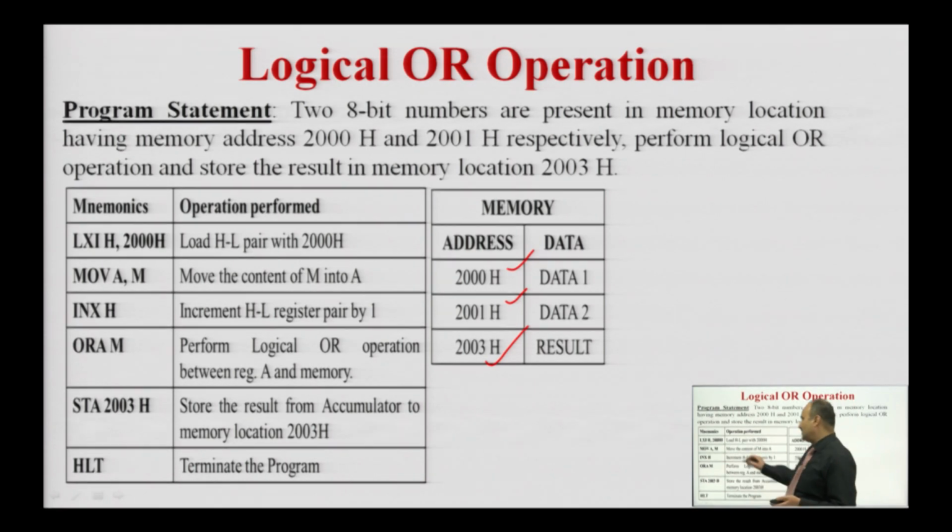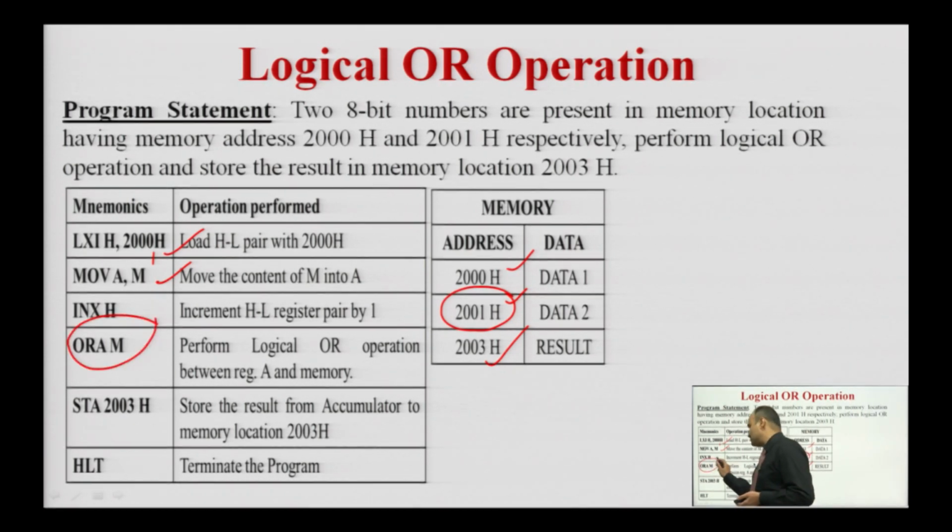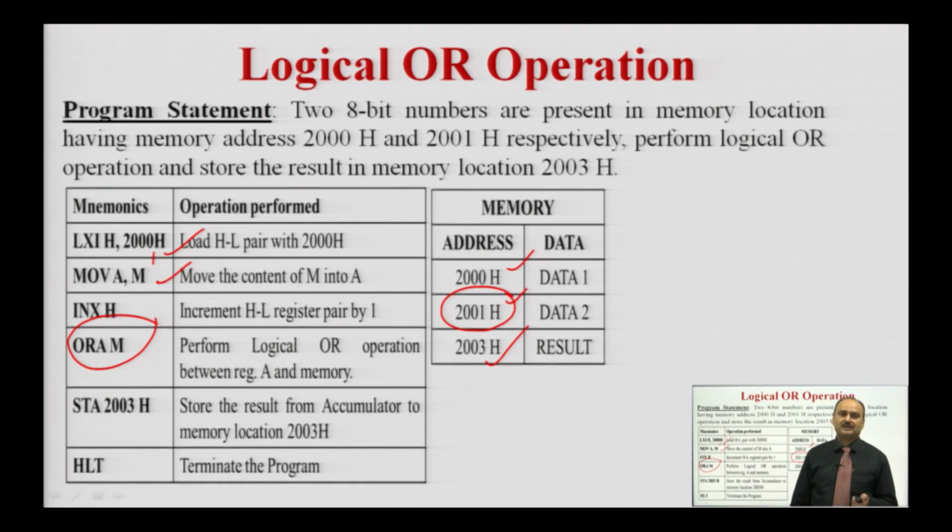With the help of instruction LXI H, 2000H, we initialize the HL register pair, then transfer the content of the memory location to the accumulator. The first number is present in the accumulator with the help of this instruction. Then increment the content of the HL register pair, so it will point to the second memory location having address 2001H, where data 2 is present. Then perform the logical OR operation. This instruction will perform logical OR between the content of the accumulator and the content of the memory location, which at this moment is data 2, and store the result of the operation into the accumulator register.